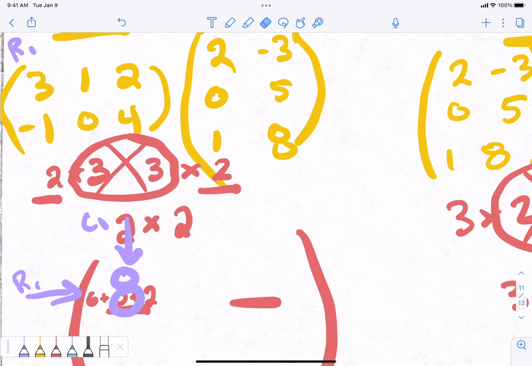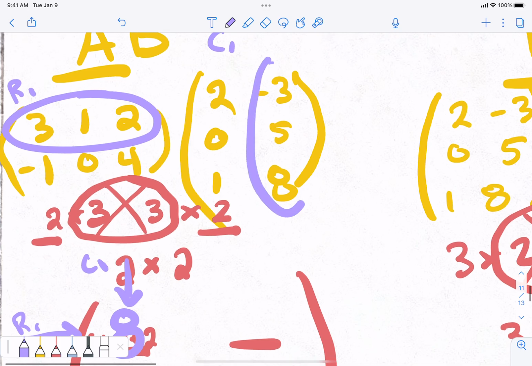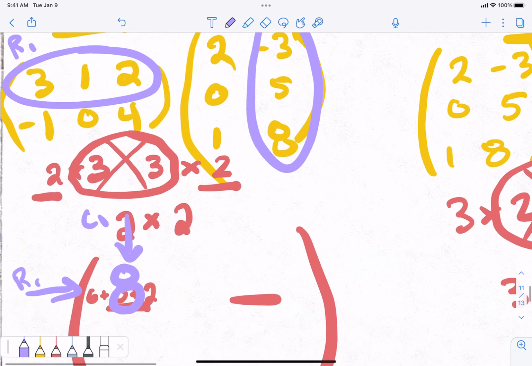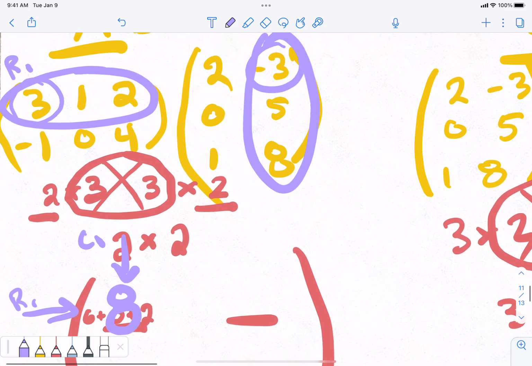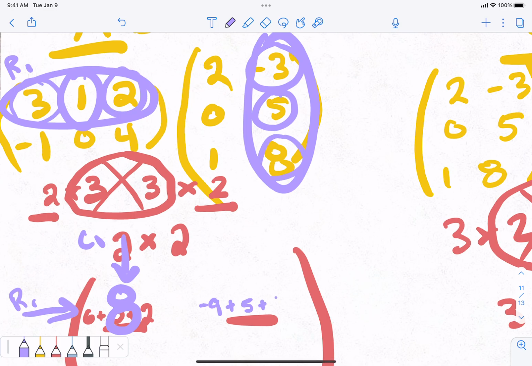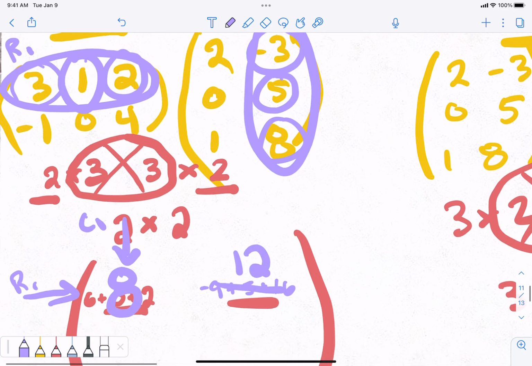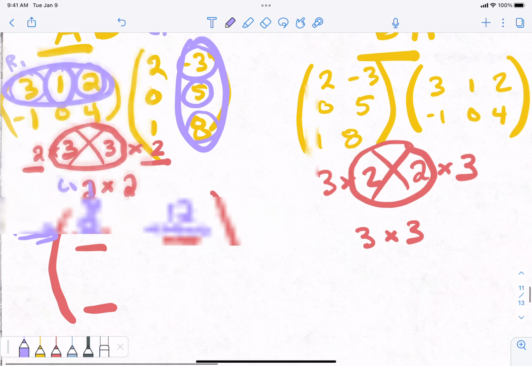Okay, now we're going to take row 1, which is this guy, times column 2. Okay, so I start with 3 times negative 3, which is negative 9. I'm going to add that to 1 times 5, which is 5. And I'm going to add that to 2 times 8, which is 16. What's negative 9 plus 5 plus 16? 12. So this whole thing is 12, yeah? Okay, now I'm going to do the next one.